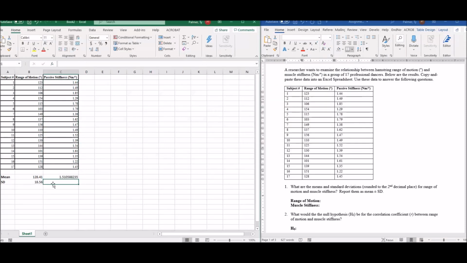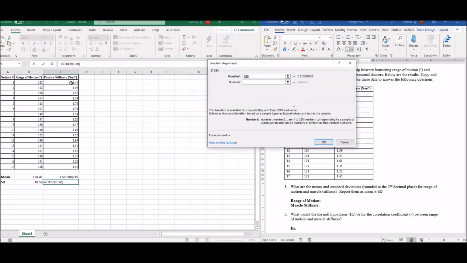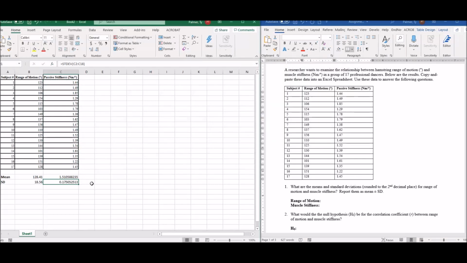Same thing, standard deviation, highlight the empty cell, go to function, go to standard deviation, click OK, highlight the values for stiffness, and then click OK. Again, we need to round these to the second decimal place. So click and highlight both, go up to our decrease decimal, and then decrease until we get to 2 decimal spots.